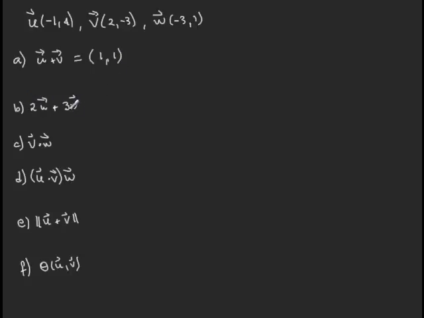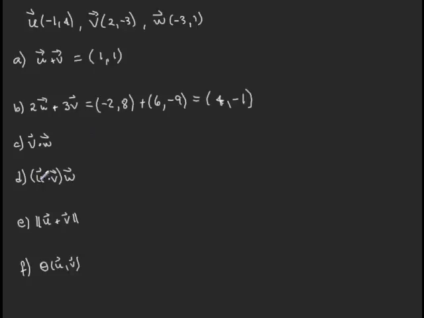In part B, we're still doing some adding, but we're doing what's called a linear combination. So you're going to add 2 u's with 3 v's. So 2 u's looks like this. It's 2 times minus 1 is minus 2. And 2 times 4, 8. Plus 3 times 2 is 6. And 3 times minus 3 is minus 9. Now, adding these components together, we have minus 2 plus 6 is 4. And 8 minus 9 is minus 1.